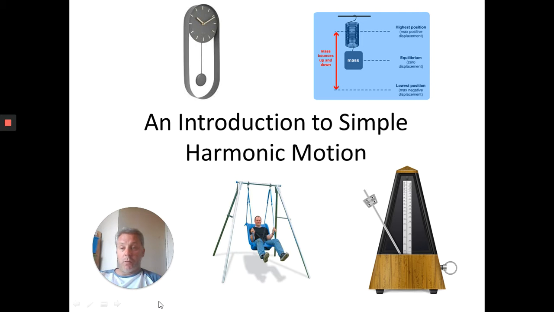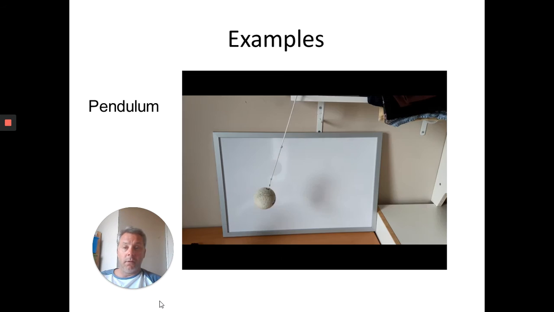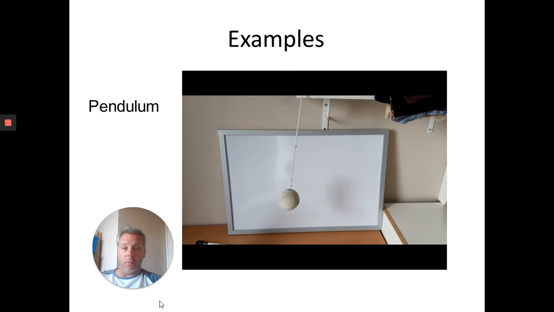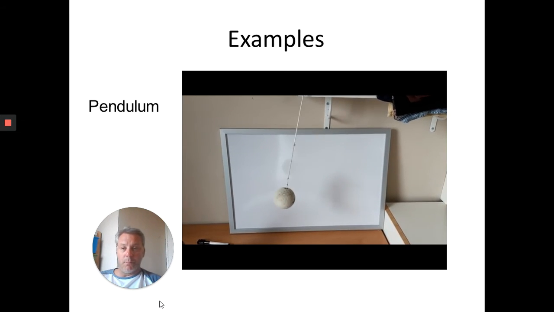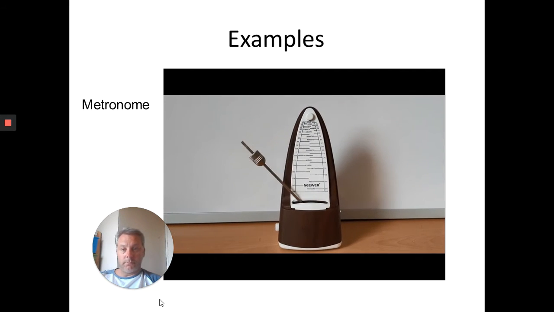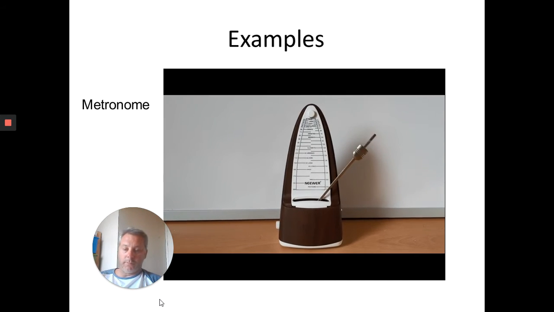Now, objects that undergo simple harmonic motion are things like swings, an oscillation, moving backwards and forwards, to and fro. A swing is probably a very specific example of a pendulum. And there we've got one oscillating backwards and forwards. We'll look at these in much more detail later on. We've also got a metronome. There we go, oscillating to and fro.